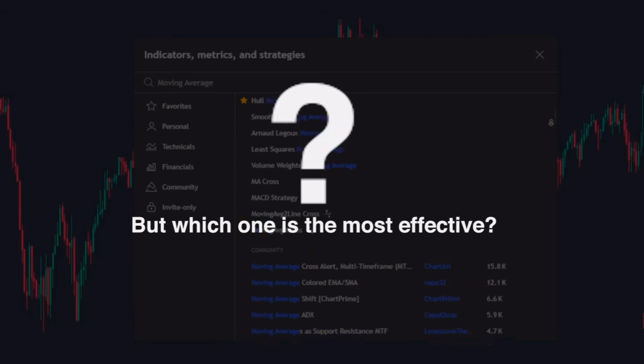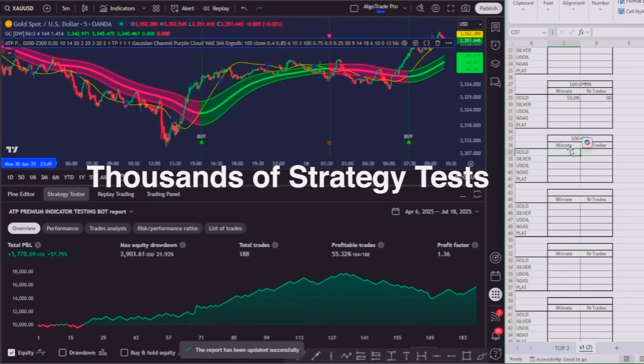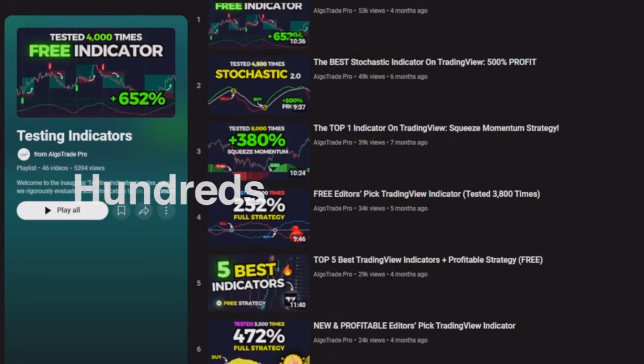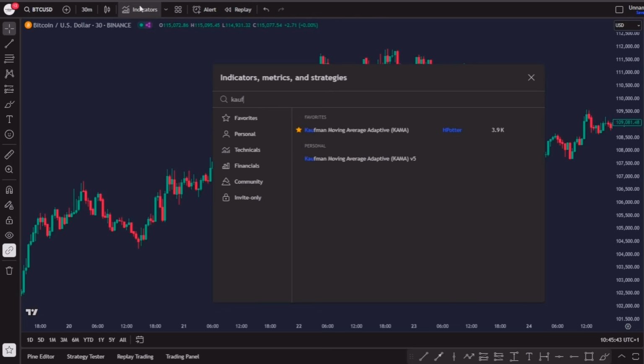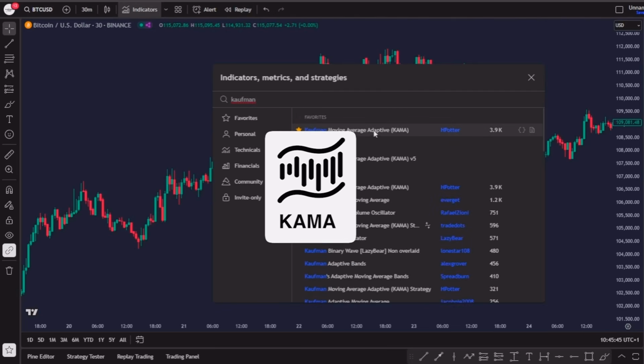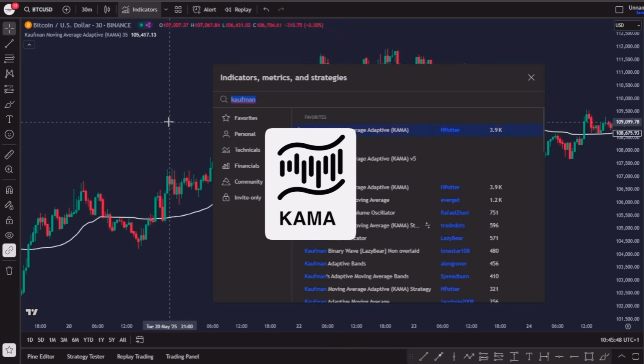But which one is the most effective? After thousands of strategy tests and hundreds of analyses, I have found 3 that stand out from the rest. Let's start with the top 3. The Kaufman Adaptive Moving Average, or KAMA.